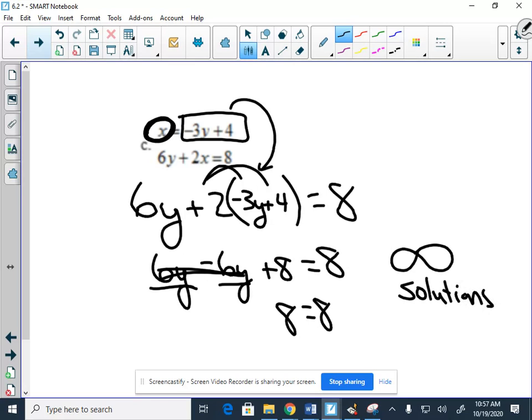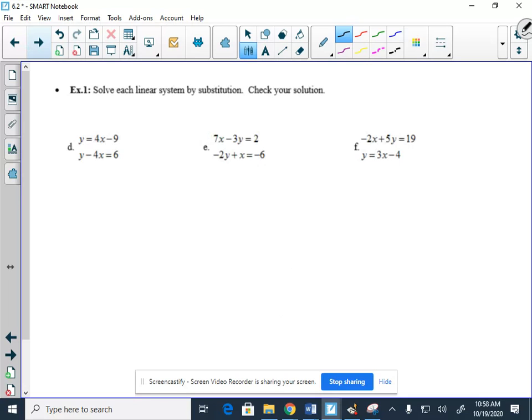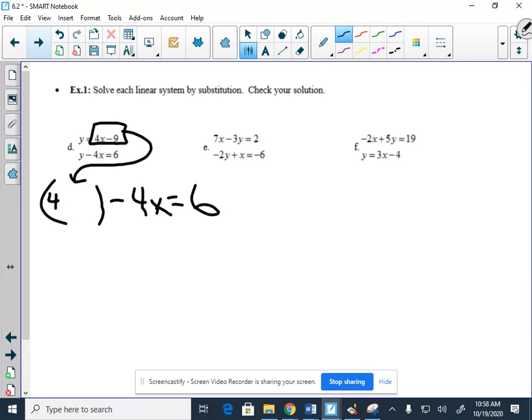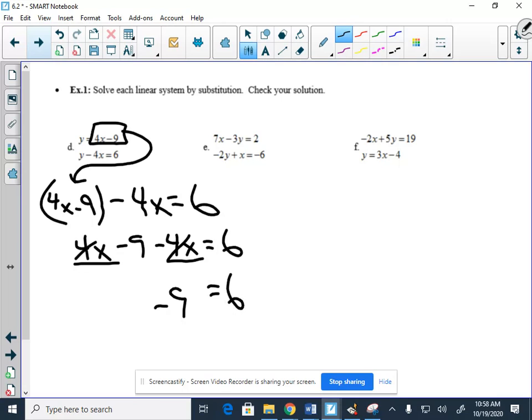This one, because the variables disappear, that same rules apply that we've had all year. That has infinitely many solutions. All right, part B. Y equals 4x minus 9. So in the other equation, I'm going to take out y. So after taking out y, I have 4x, subtract 9. 4x, subtract 4x. Those eliminate each other. We get negative 9 equals 6. So this one we have two different answers. So this one has no solution.